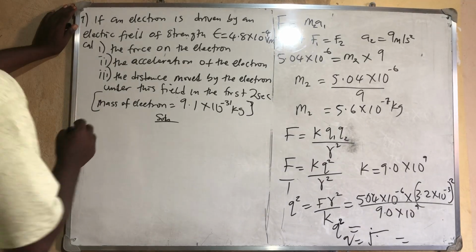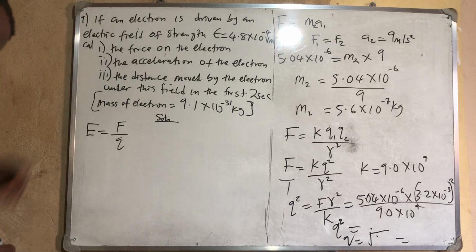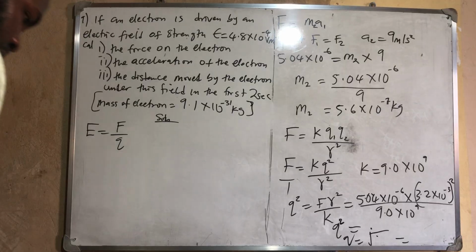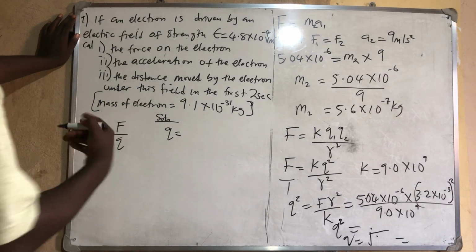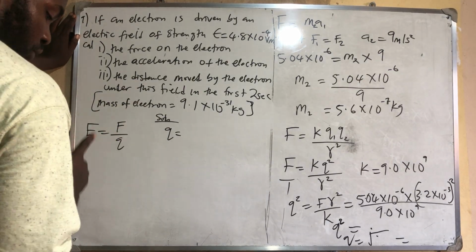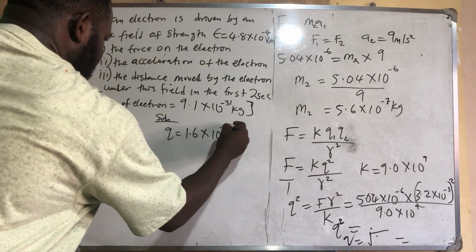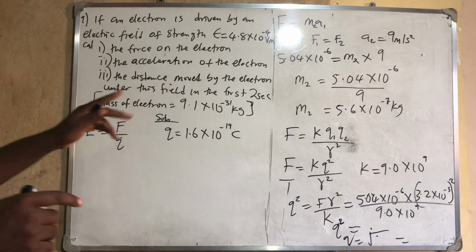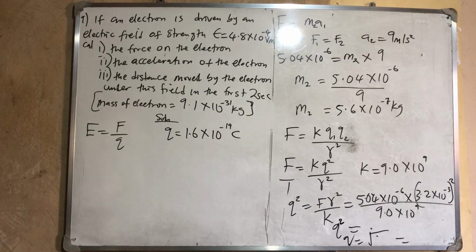But I know that electric field intensity is equal to what? Force per unit charge. And what is the charge of an electron? Don't forget that the charge of an electron, they're supposed to give it to you, but if they don't give it to you, you need to know that the charge of an electron is a constant and is equal to 1.6 times 10 raised to power minus 19 coulomb. Please correct: in my first video I made a mistake, I used I think minus 12. Please correct that. It is minus 19.